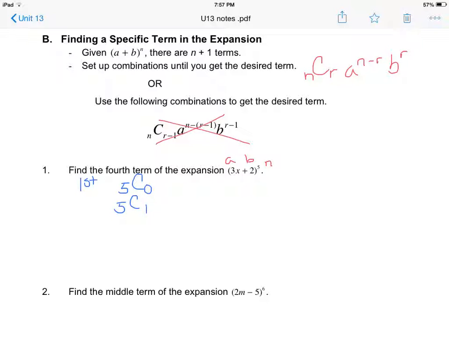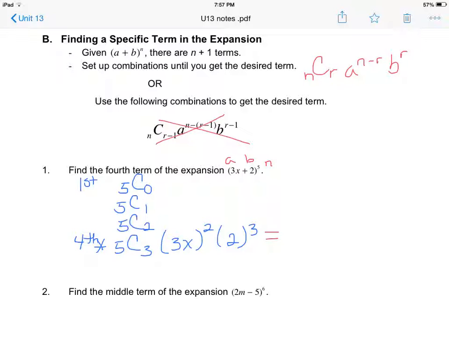5, 1 would be my second. 5, 2 would be my third. 5, 3, that would be my fourth term. So this is the one that I'm going to finish. Times my a value, which is 3x raised to the n minus r, which is 2, times my b value, which is 2 raised to the r, which is 3. So now I've got to put each portion into the calculator to see what I have.